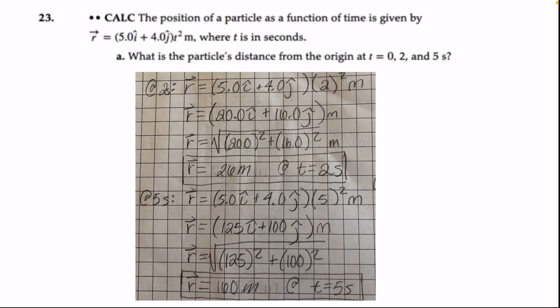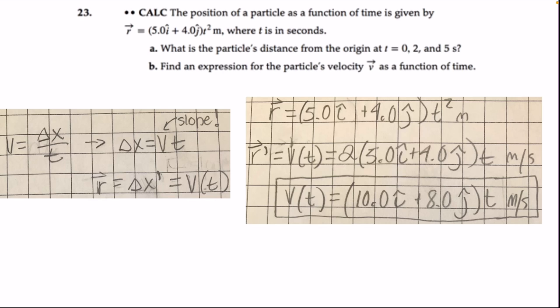So it's just exactly the same for 5 seconds. You use the same math, and you end up with r equaling 160 meters. So the particle is 160 meters away from the origin at t equals 5 seconds.